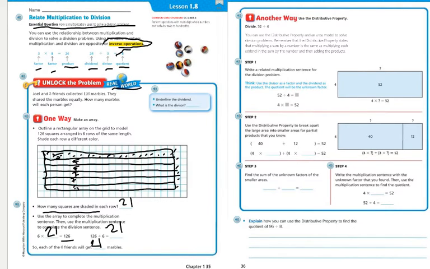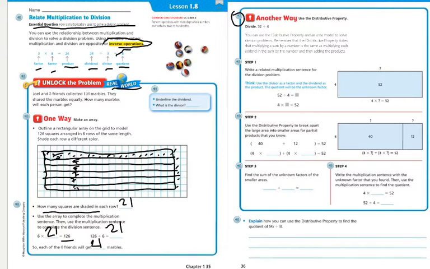Let's look at another way. Another way, we could use the distributive property. 52 divided by 4. You can use the distributive property and an area model to solve a division problem. Remember that the distributive property states that multiplying a sum by a number is the same as multiplying each addend in the sum by the number and then adding the products together. This is where you get to take the mental math and do the easy problems.